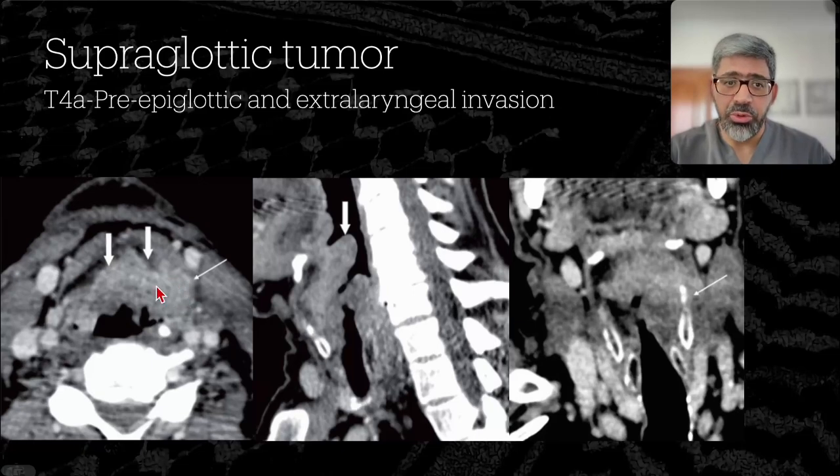You can see this lobulated mass that does involve the epiglottis. It looks markedly thickened. The tumor also extends into the pre-epiglottic space. And you can see even the tumor extending into the paraglottic space. And here we have the thyrohyoid ligament, and perhaps the tumor is also extending either across or just above the left thyroid cartilage lamina.